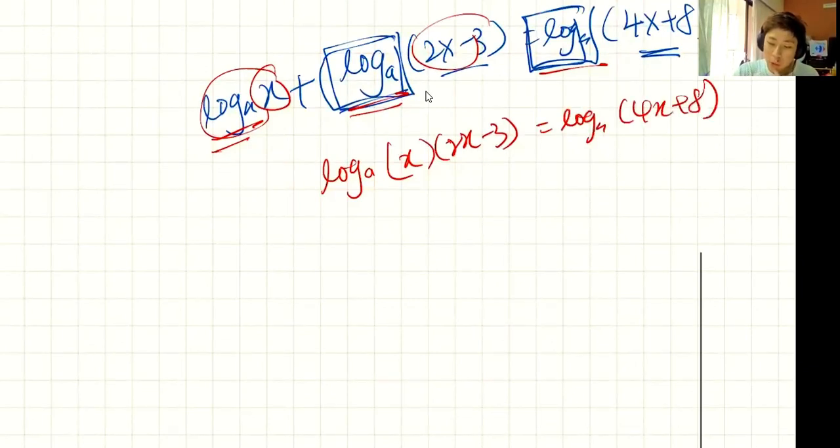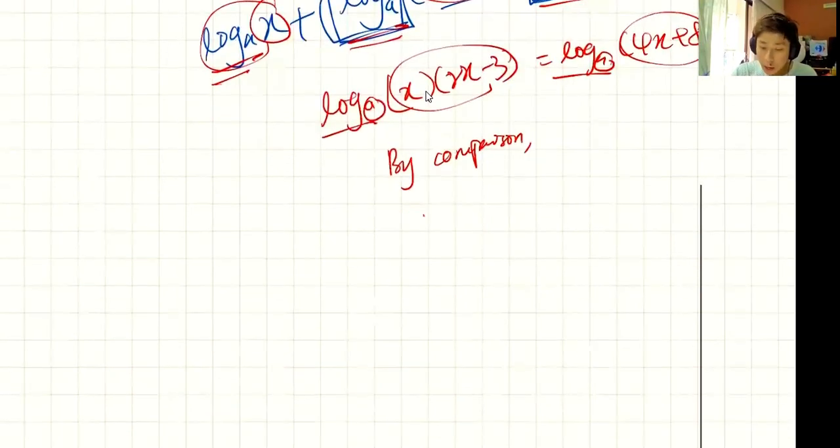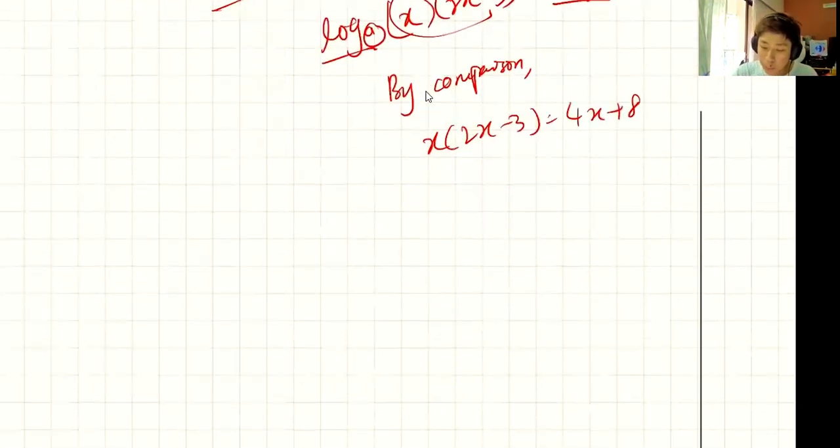You notice there's only one log on the right, one log on the left, and both of them have the same base. You can compare right now. Do you understand me? So you compare. By comparison, x times 2x minus 3 equals 4x plus 8. Then you expand: 2x squared minus 3x equals 4x plus 8.